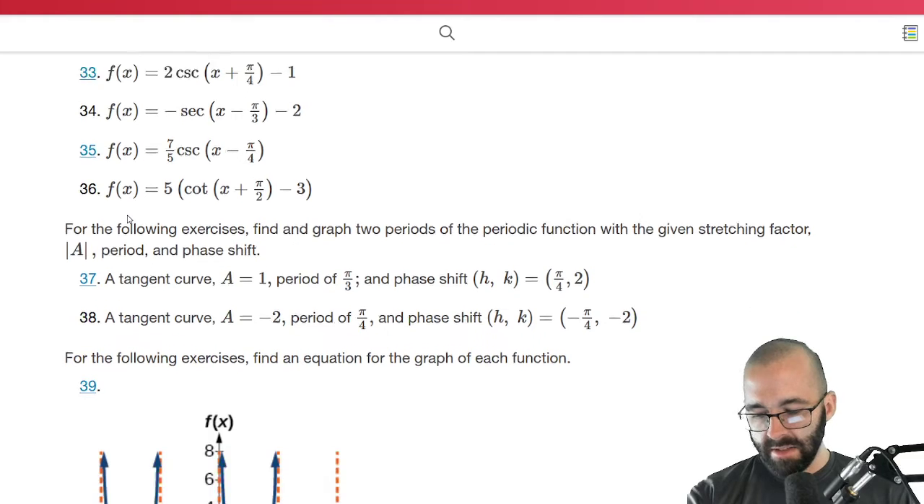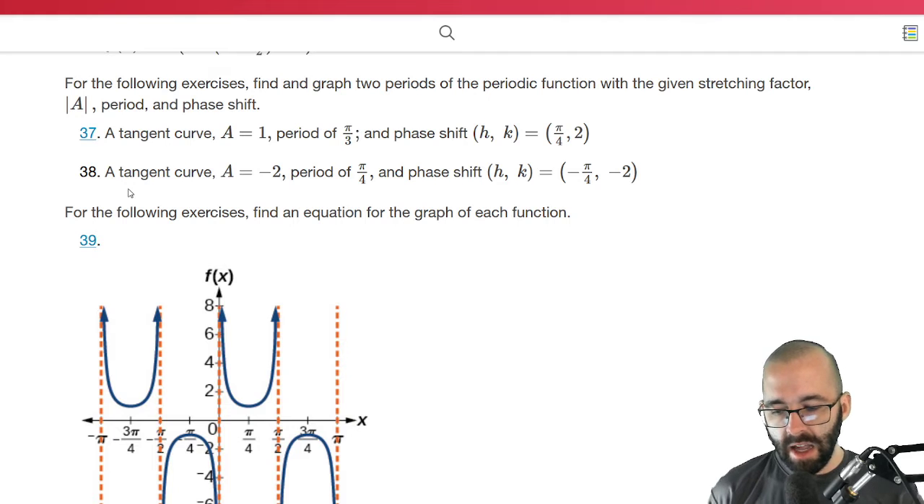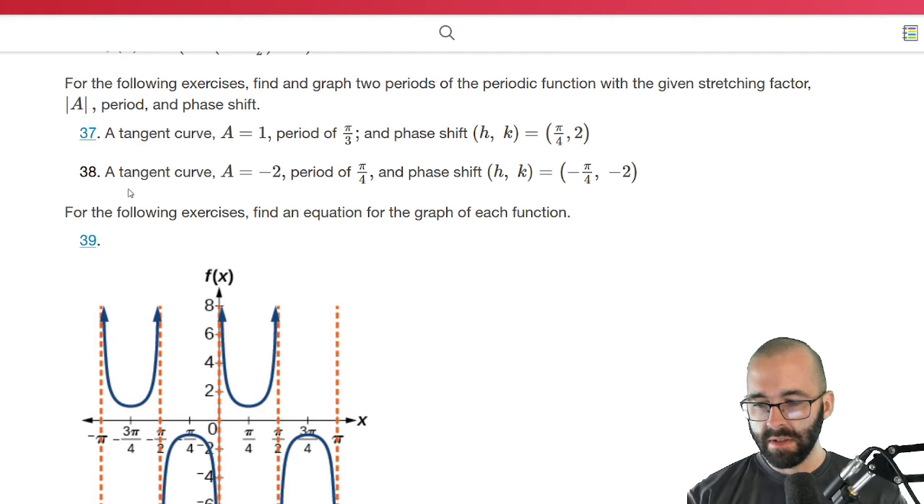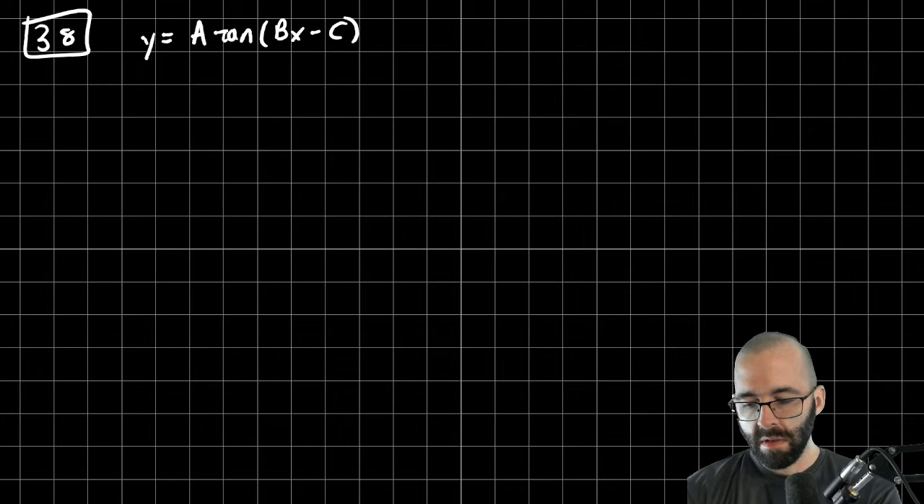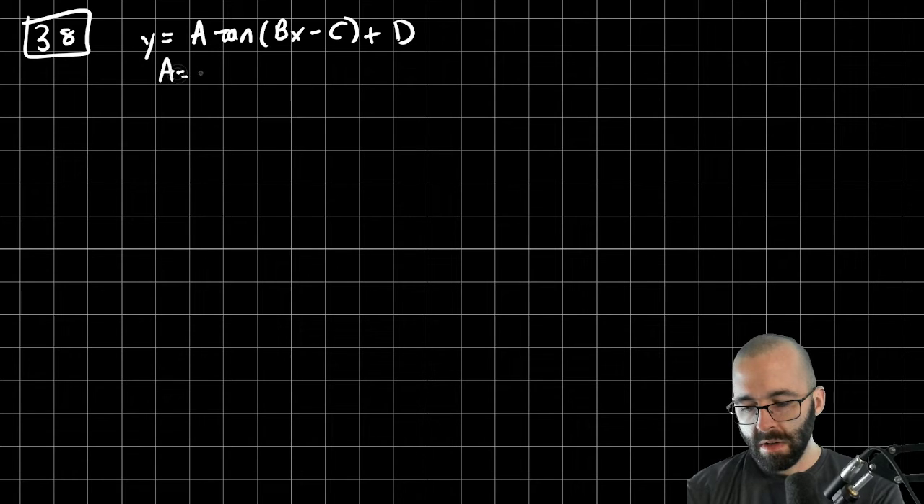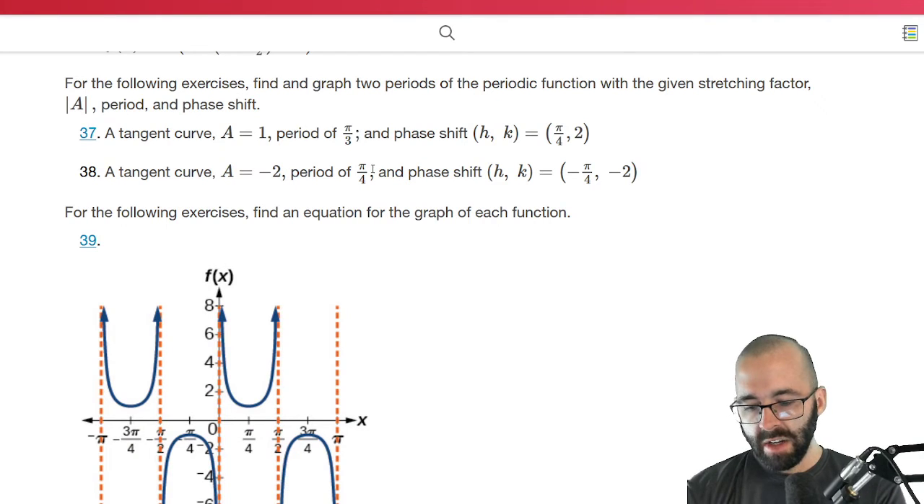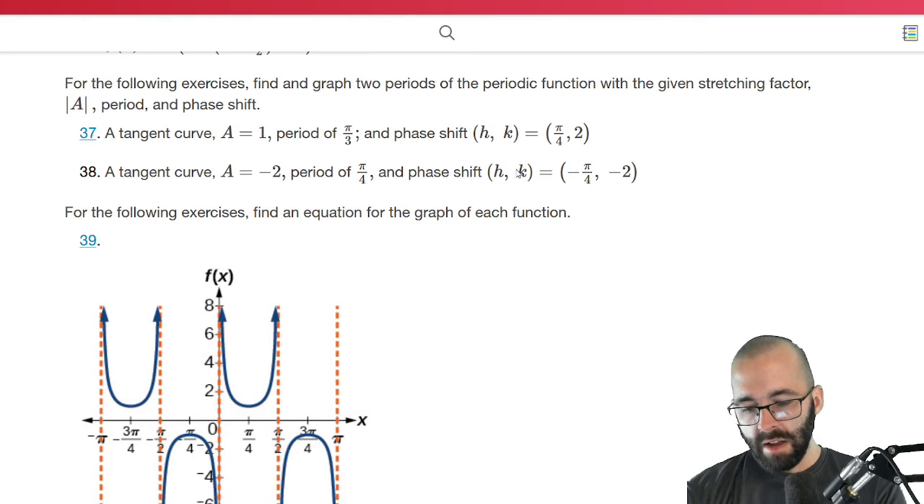Now 38 is asking us, find and graph 2 periods of the periodic function with a given stretching factor, period, and phase shift. So, okay, it's going to be tangent, which means it's going to be of this form. And what does it tell us? It tells us that A is -2, period is pi/4, and phase shift is the point HK is at -pi/4, -2.